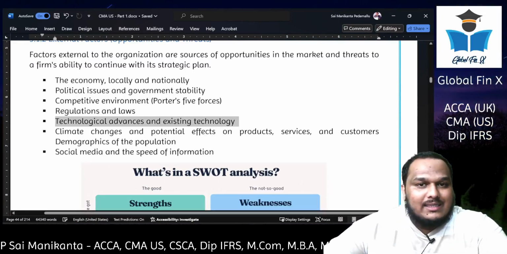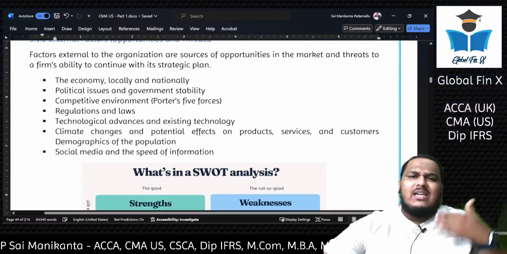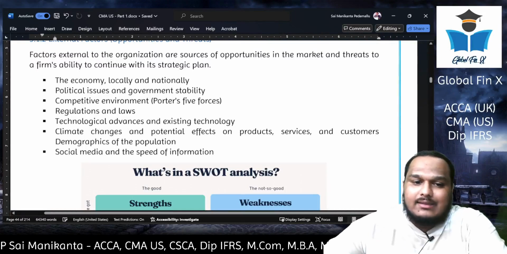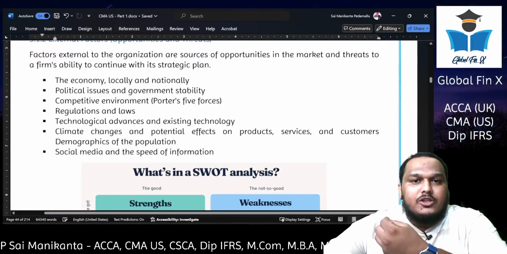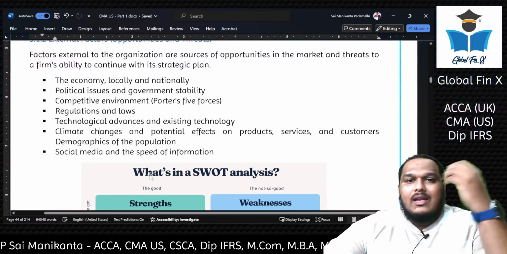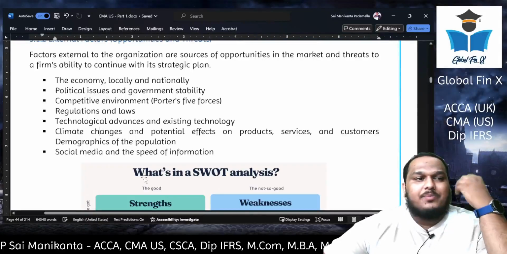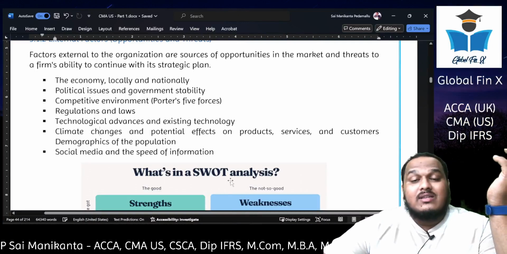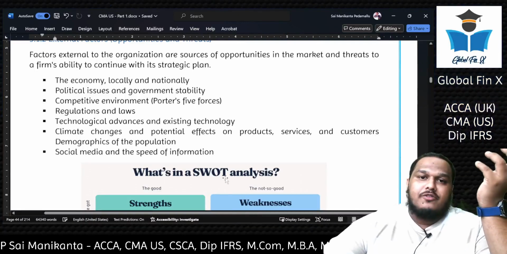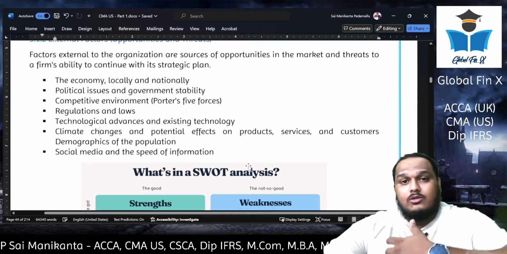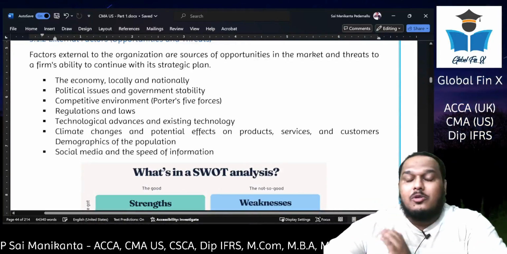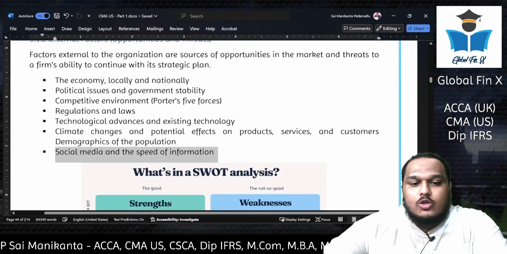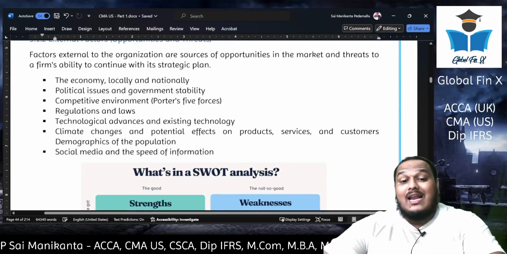Technological advancements and existing technology. If the technology is frequently changing, for some companies that is an opportunity, for some companies that is a threat. If you are able to catch up with the new trends, that is an opportunity for you. Like OpenAI is there, ChatGPT, Power BI, all these things are coming up. So if you are able to catch up with those trending technologies, that is an opportunity for you. If you are unable to catch up with them, that's a threat for you because you become outdated and nobody would buy your products. And social media, speed of information, all of this, climatic changes.